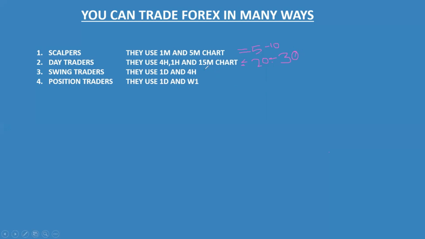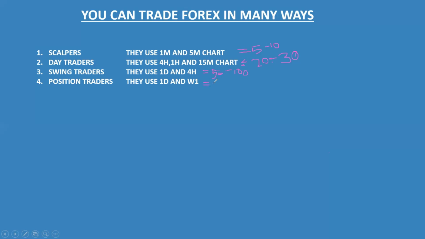Then the next set of people is swing traders. This set of people target 50 to 100 pips or 200 pips. All right. Let's say 50 to 100 pips.